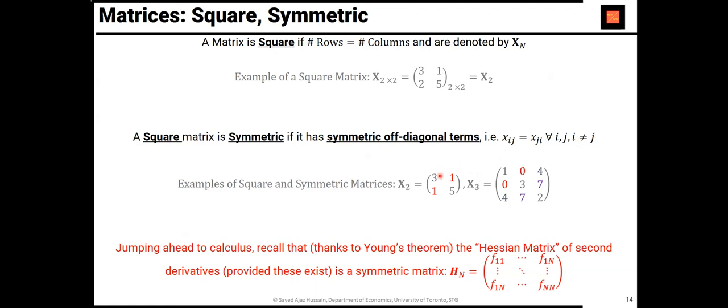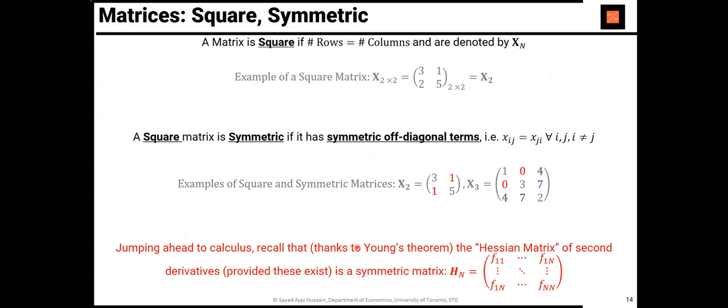So for your convenience, notice that even though the diagonal terms are different, if you have a piece of paper and you fold the matrix that way, all the off-diagonal terms are the same. The first row, second column is the same as the second row, first column. First row, third column, same as third row, first column. Second row, third column, same as third row, second column.